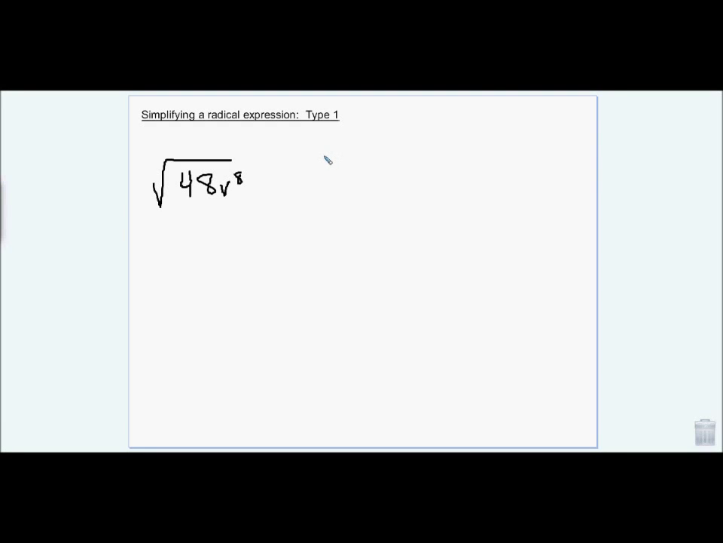Simplifying a radical expression. So this is a square root. What we need to do is take this 48 and factor it, or if we know a perfect square inside of it, we can use that as well. So first I'll use the factoring method.